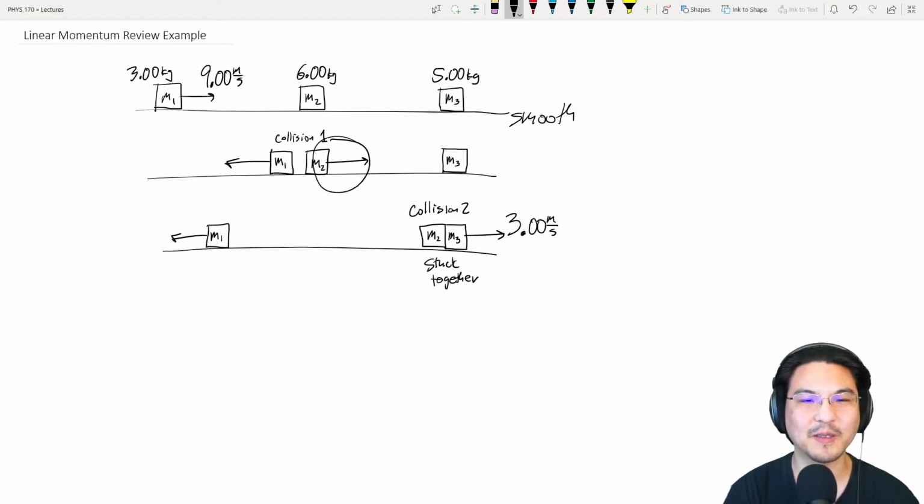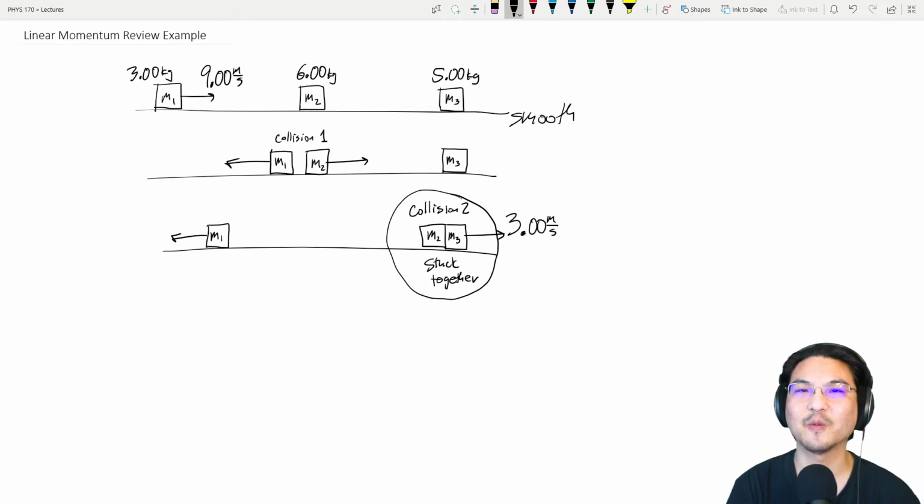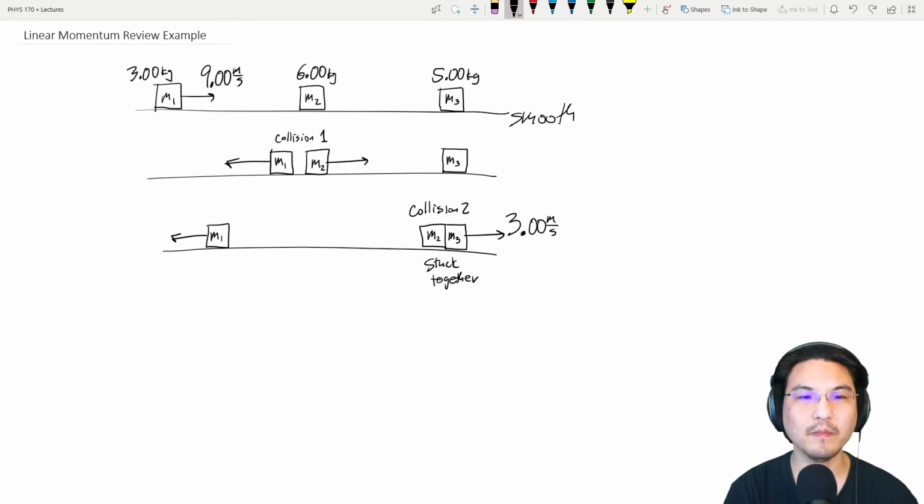Block 2 continues over to the right and collides with block 3. So then there's a second collision, and this time let's assume that they stick together. This would be a perfectly inelastic collision where they stick together. And then this one is just some inelastic collision.